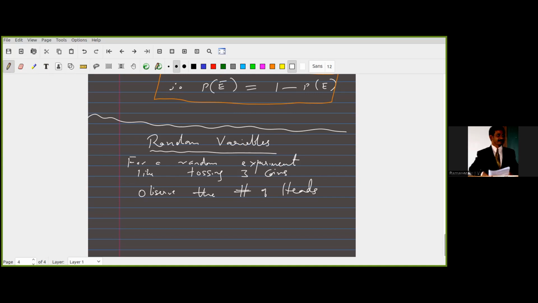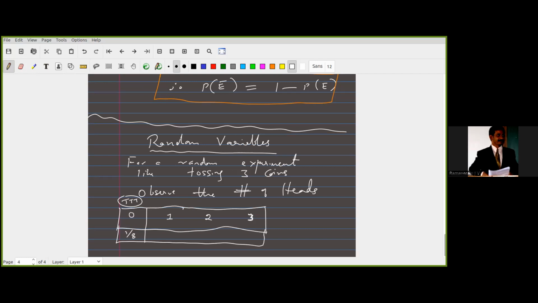So what are all the possibilities? For 3 coin tosses, you could have 0 heads, or 1 head, or 2 heads, or 3 heads. Okay. So this is all the possibilities. So list out all the possibilities in the first row. And in the second row, identify the probability. What is the probability of 0 heads? It's exactly 1 by 8. You can identify because 0 heads is nothing but the event that TTT happens.